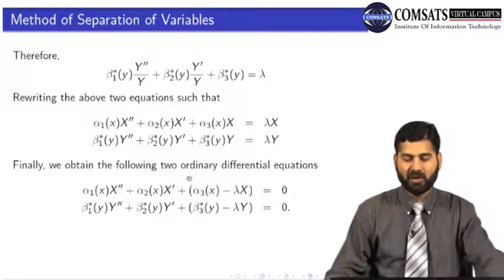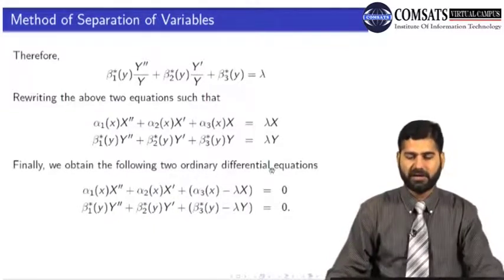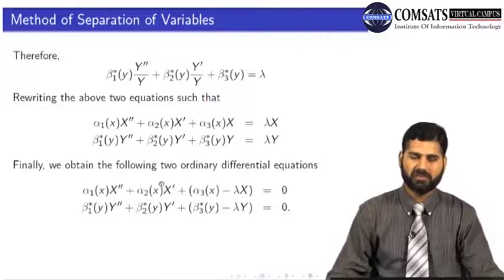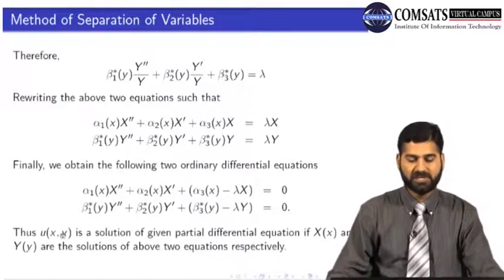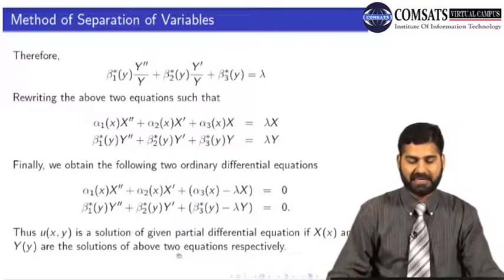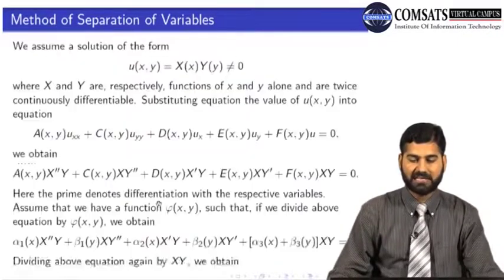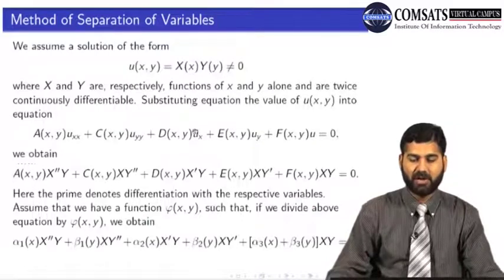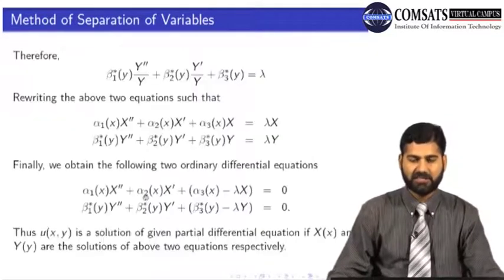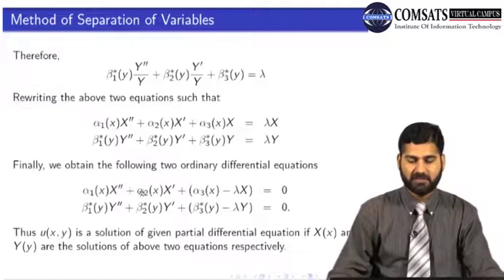So we are having two ordinary differential equations here. So finally we obtain the following ordinary differential equations. Here one equation is in x, one equation is in y. Both are second order ODEs, and we are able to solve them. Thus the solution u(x,y) is the solution of the given partial differential equation if capital X and capital Y are the solutions of these ODEs. Alright, because our u(x,y) will satisfy our equation if and only if X and Y satisfy these two equations. So this is basically the method of separation of variables.